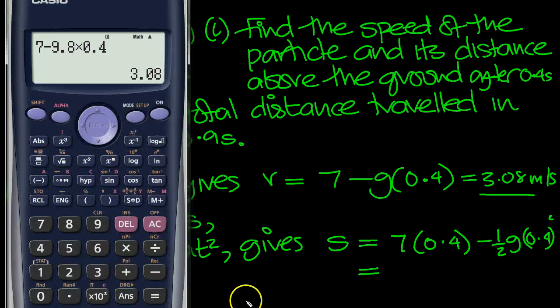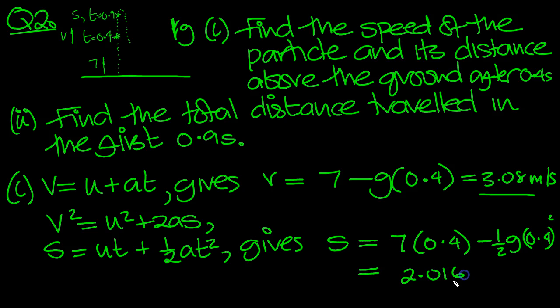So what does that equal then? Well, 7 times 0.4 minus 0.5 times 9.8 times 0.4 squared equals 2.016, which is equal to 2.02 to 3 significant figures. And this is meters. Okay, so there's our height here.